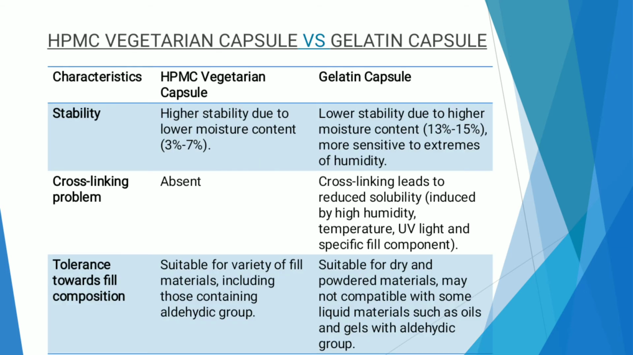Then here there is a difference between HPMC vegetarian capsule and gelatin capsule. So this is called a vegetarian capsule as no animal part is being used in HPMC. So the first difference characteristic is stability. So higher stability due to low moisture content, as moisture content in HPMC capsule is 3% to 7%, whereas gelatin capsule has lower stability due to higher moisture content, right? So for gelatin capsule it may be 13% to 15% and more sensitive to extremes of humidity.